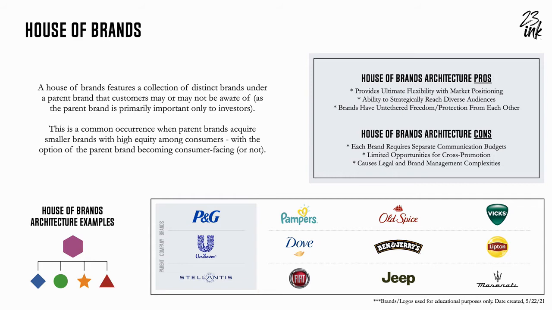We find this architecture applied with brands like Procter & Gamble. Its vast array of products across multiple industries makes it a great example for that. So each brand, including Procter & Gamble, is responsible for their own strategic positioning and their own brand equity.